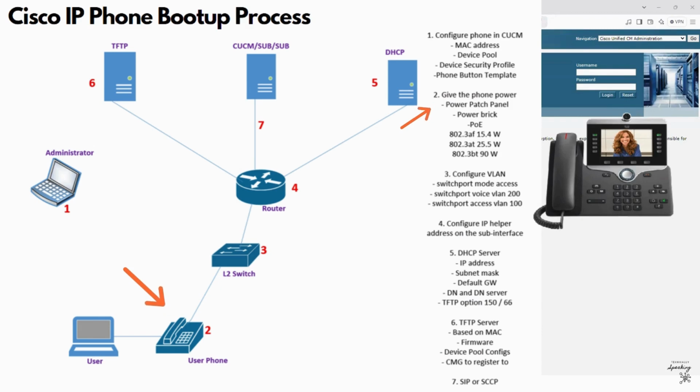Now that we have everything set up on our end, the phone must now power on. When it powers on, it will perform a quick self-check called power on self-test, a POST. If the phone is connected to a switch, it will use PoE, power over Ethernet, to draw power from that network. Now, you can also use a power brick or a power patch panel to give the phone power, but most likely it will be connected to a switch for simplicity, right?